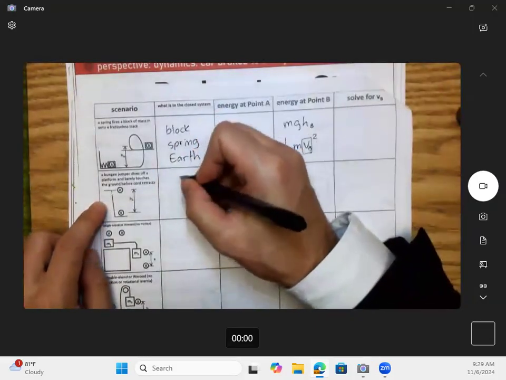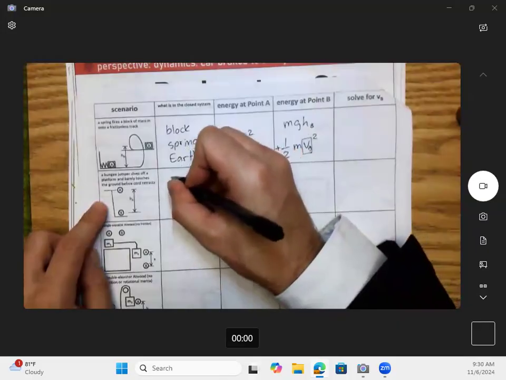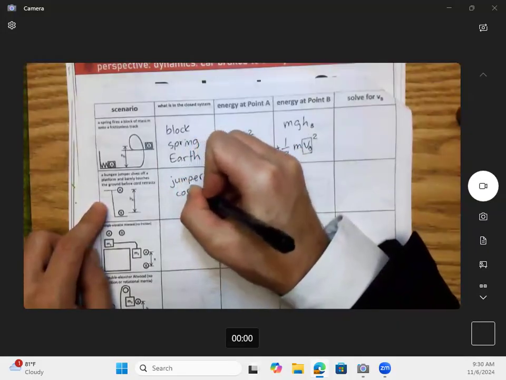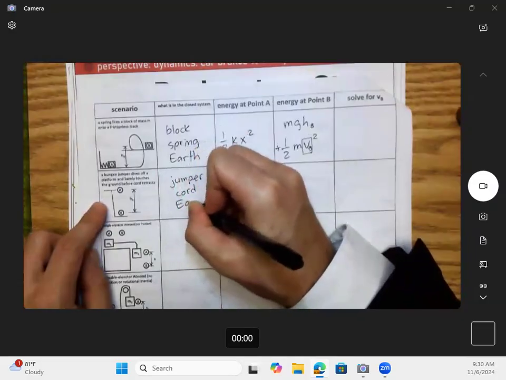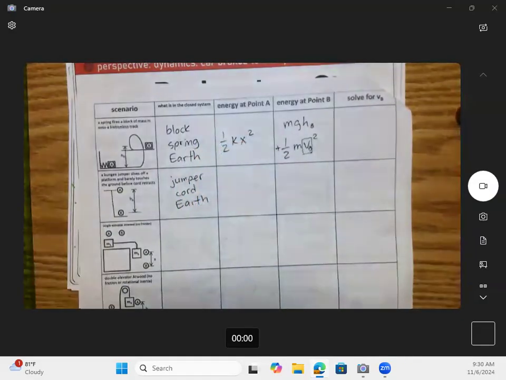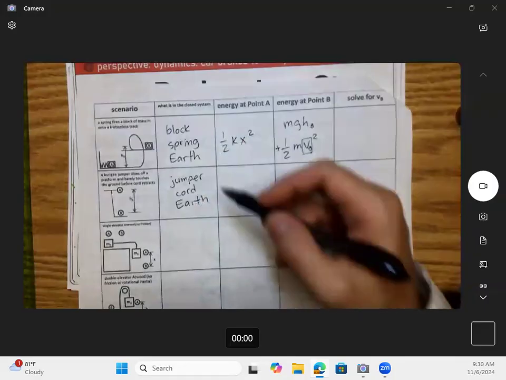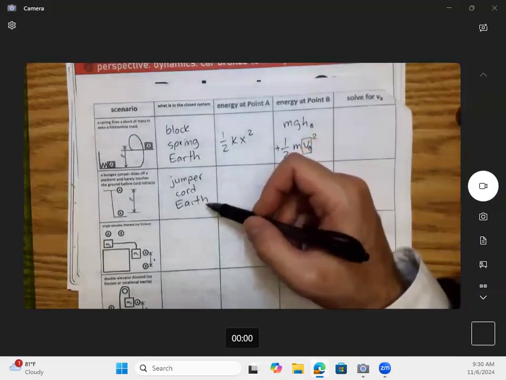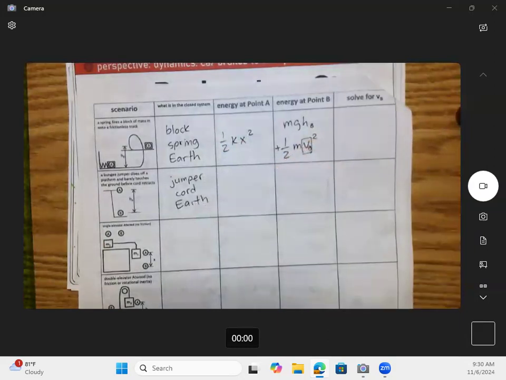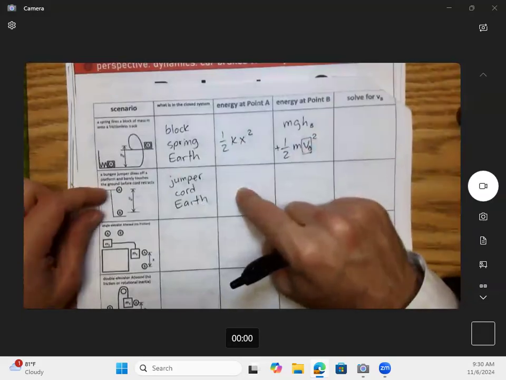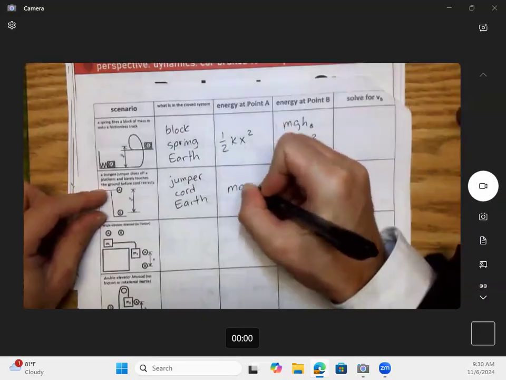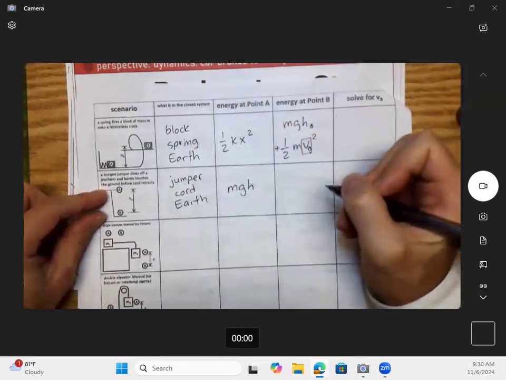So what have I got in the system? Guys, I'm thinking 3 objects in the system. What's one object? The bungee jumper. I heard the cord and the earth. There you go. Yeah, there's 1, 2, 3. There's all 3 objects you need. The jumper has some mass. The cord has effectively a spring constant, and the earth is pulling with a force. You need all those objects for the closed system. Guys, what type of energy at point A? Yeah, mgh, gravitational potential energy.